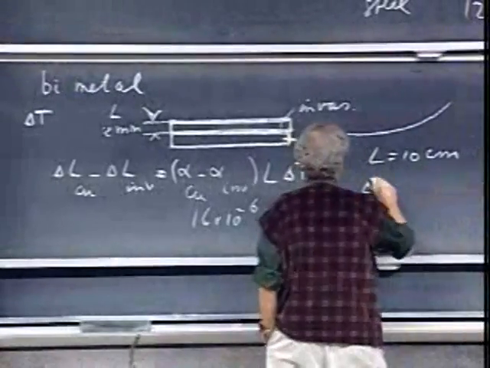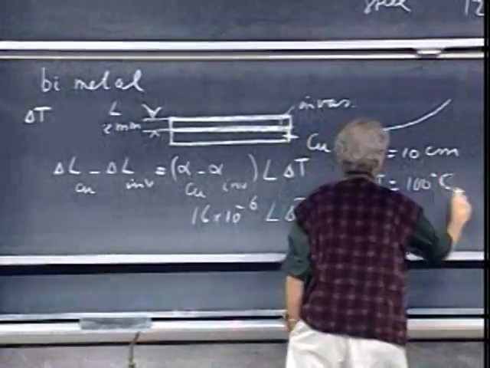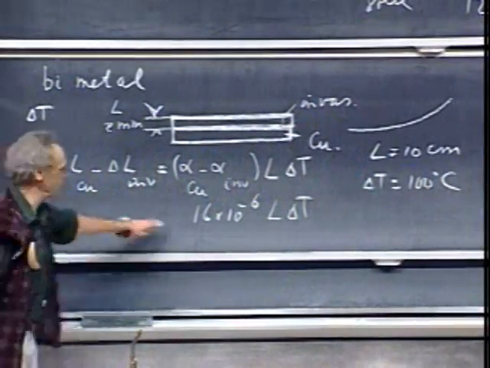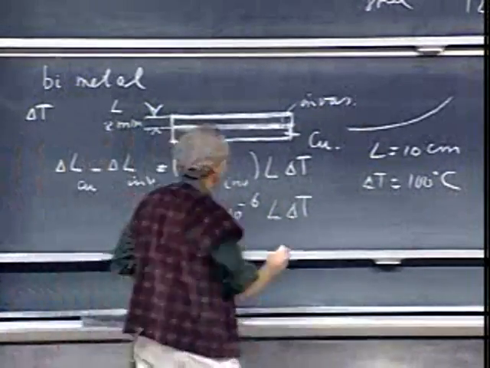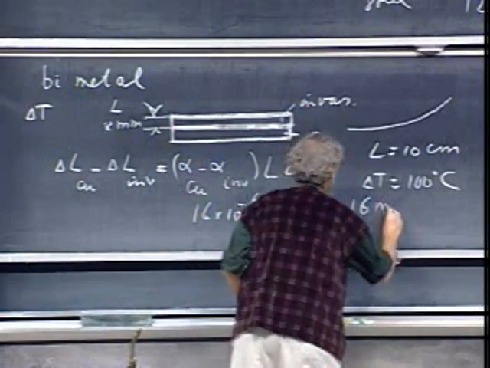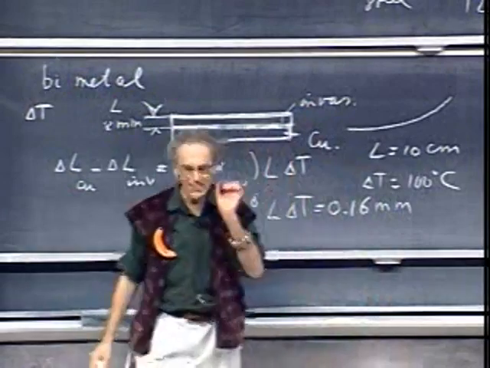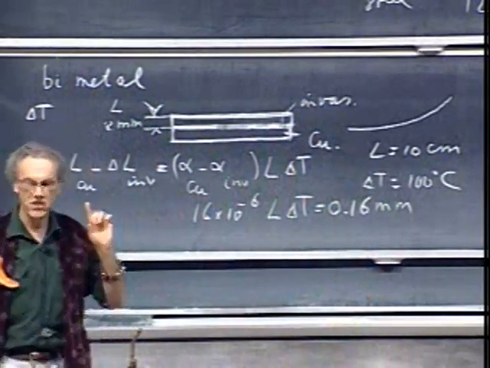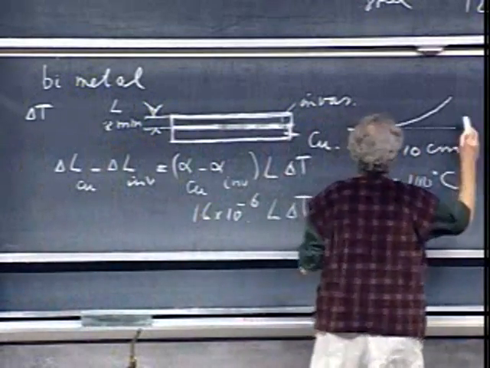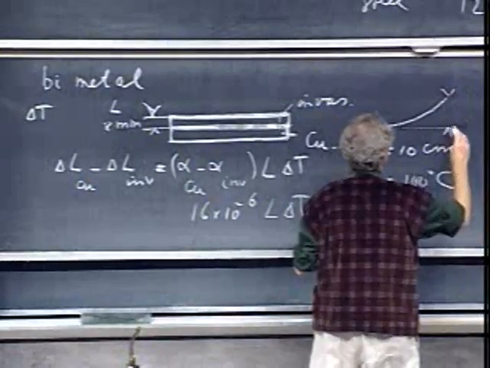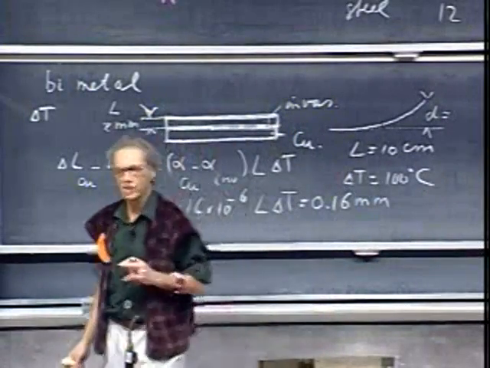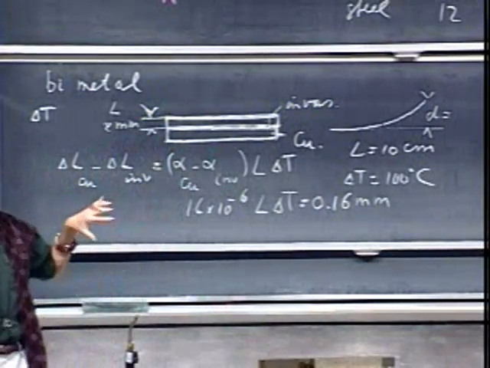and I increase the temperature by 100 degrees centigrade, then this difference, which you can easily calculate, is 0.16 millimeters. 0.16 millimeter. Very little. And yet, this one will curve substantially. For those of you who are mathematically oriented, I would advise you to make an attempt to calculate that.